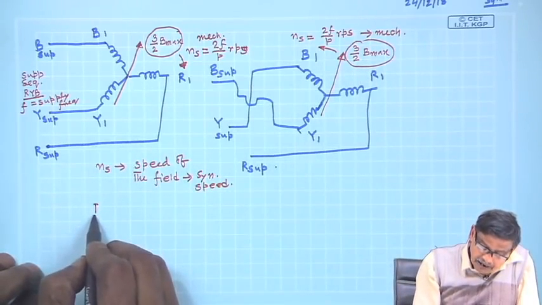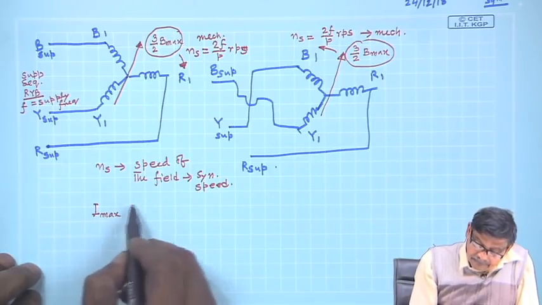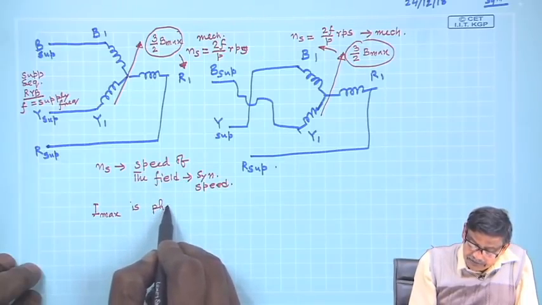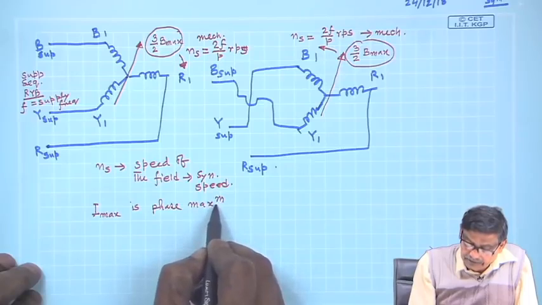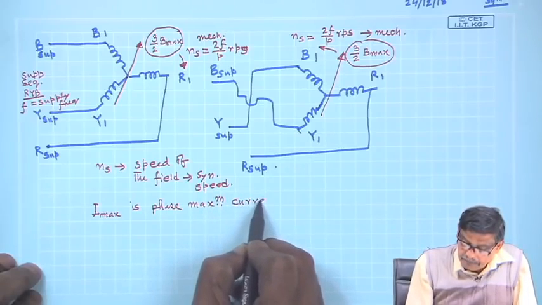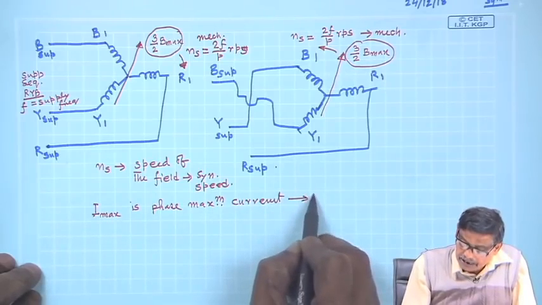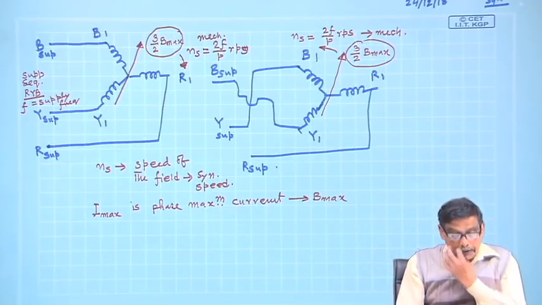Okay, one interesting thing, and what is this B max? Remember, I max is the phase maximum current, because sinusoidal currents they will draw phase maximum current. Corresponding to that I max, whatever is B max, that is B max, that you should remember.